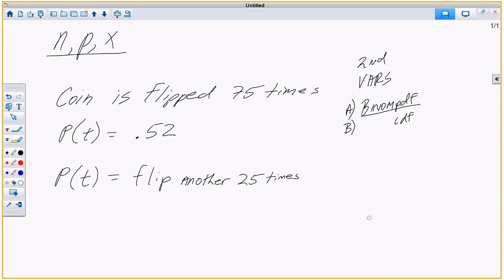So second bars, and then binomial PDF is going to give you a parenthesis. And what do you think you're going to type in? You're going to type in 75, comma, 0.52, comma, 25. And hit enter. Tell me if it gives you an error. Okay, what did it give you?